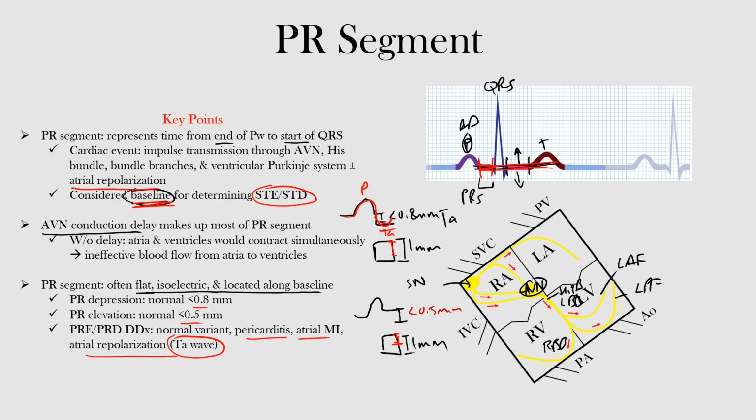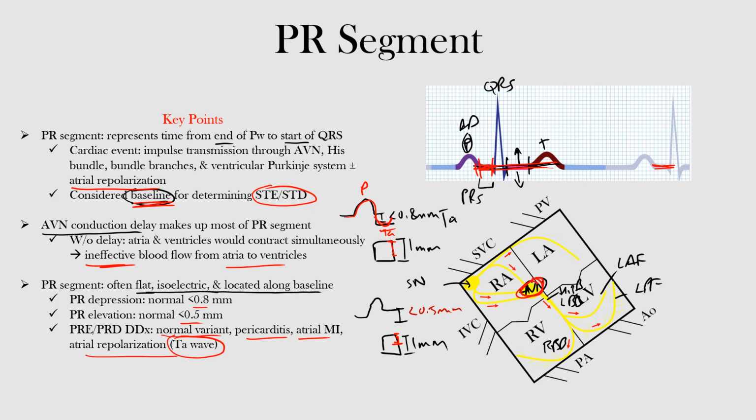Most of this PR segment is AV nodal conduction, that conduction happening at the AV node. Remember, this is important because without this conduction delay, the atria and ventricles would contract at the same time, and we would have ineffective blood flow going from the atria to the ventricles. Remember, the PR segment is normally flat, isoelectric, and located along that baseline. If it's elevated or depressed, it's normal if it's less than 0.8 millimeters depressed, and it could also be normal if it's less than 0.5 millimeters elevated. So that would be considered our normal variant.